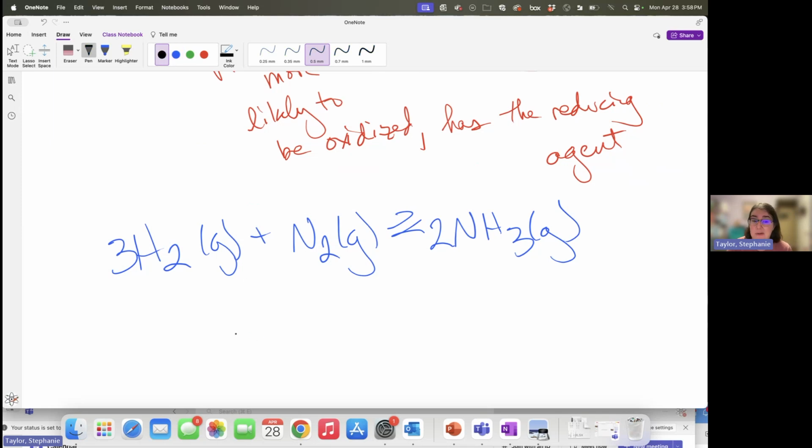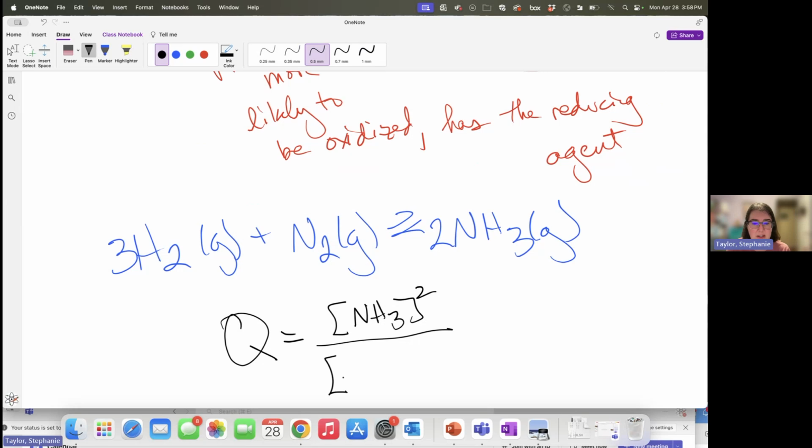But we could talk about Q for this reaction, which means I would need to be able to do those products over my reactants and use my coefficients as exponents. So Q is the other piece that is back that we are in fact using for exam 4. So still using K and Q, but still definitely using expressions of Q.